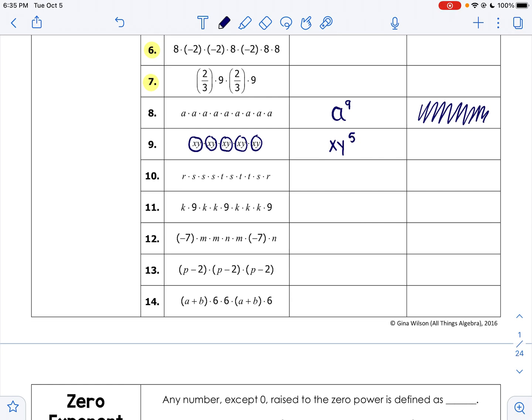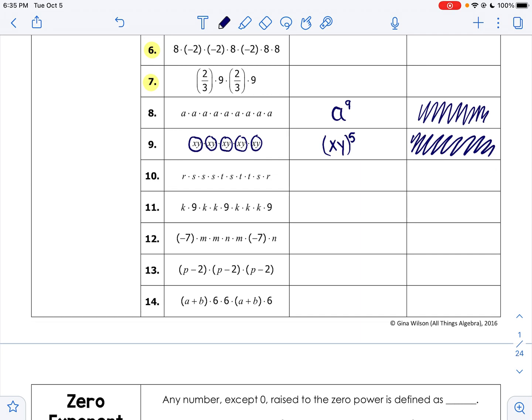Now I'm going to add something different here because the way it's written here is the y is being raised to the 5th power, but we need the whole term xy to the 5th power. So we're going to put parentheses around the xy. That's going to show that that exponent of 5 belongs with the x and the y, not just the y. And just like number 8, we cannot find the value, so we'll leave that one blank.